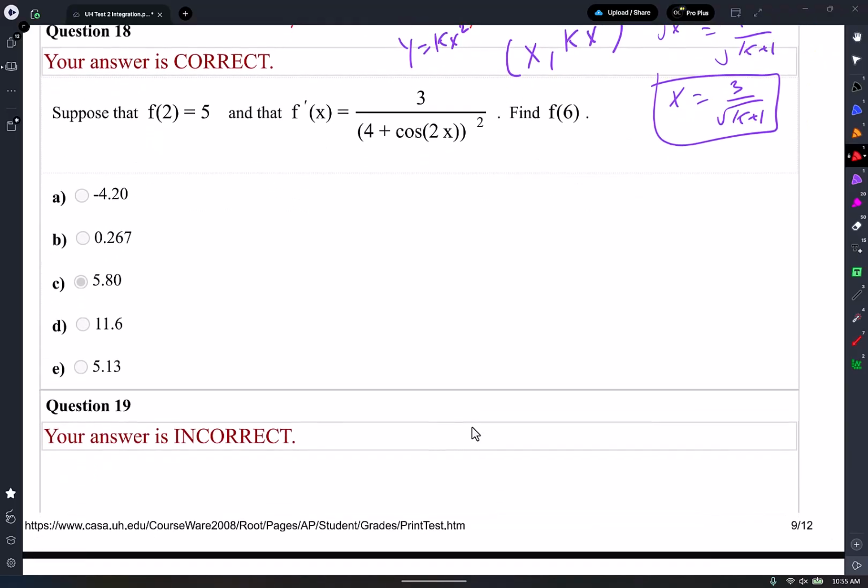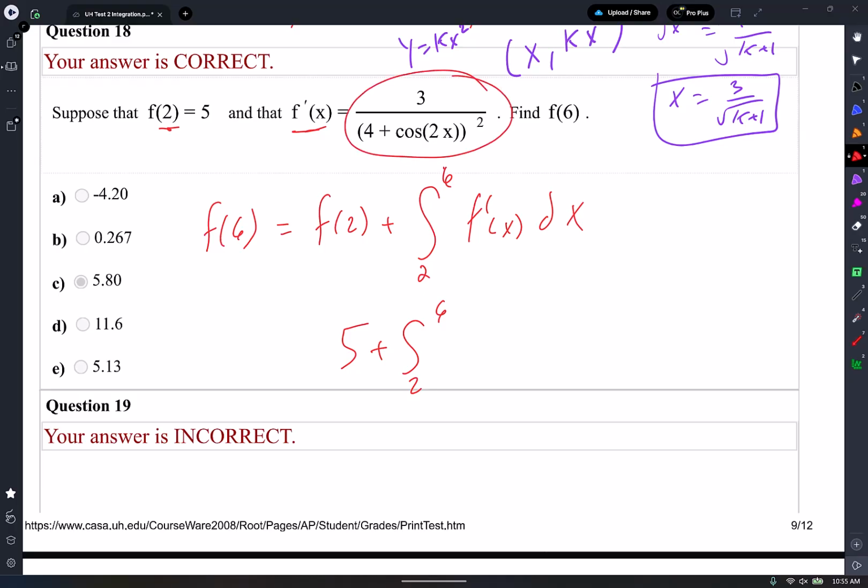All right, this one's gonna be simple. You're gonna always do this for this one. This is like velocity, and this is like position. Suppose that f of 2 equals 5. Find f of 6. Okay, here it is. It's gonna look like this forever. F of 6 is equal to f of 2 plus the integral from 2 to 6 of f prime of x. It's going to look like that forever, guys. There it is. F of 2, 5 plus integral 2 to 6 of this guy. 3 over 4 plus cosine 2x, close it, all that squared dx.